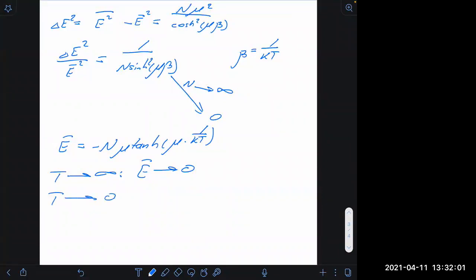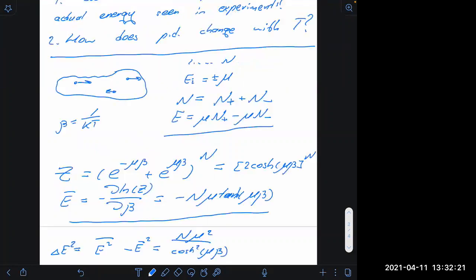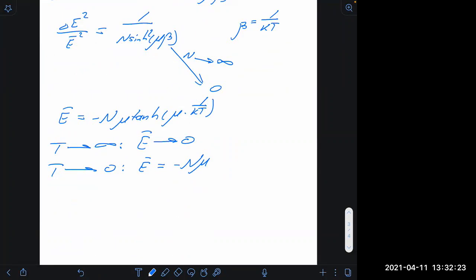And when temperature tends to 0, what happens? Well, the argument of the hyperbolic tangent tends to infinity, then the hyperbolic tangent tends to 1, and the energy tends to negative n mu. Okay, so what does this mean? The only way, in our very simple paramagnet system, for the total energy of the entire system to be 0 is for half of the particles to be in the positive orientation, half of them to be in the negative orientation. And this is what I thought that Justin might be intuiting about all this with respect to randomness: high temperature, lots of randomness, entropy, if you wish.